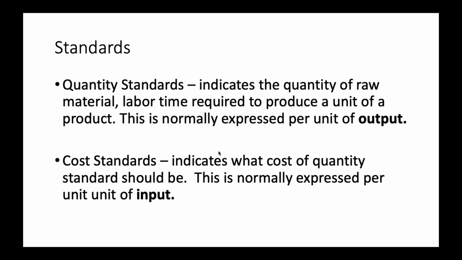Now, in accounting, we also use standards, especially for manufacturing or producing goods or products. We have two kinds of standards here: quantity standards and cost standards. Quantity standards indicate the quantity of raw materials and labor time required to produce a unit of product. This is normally expressed on a per unit of output basis.